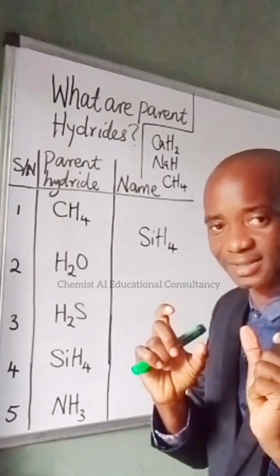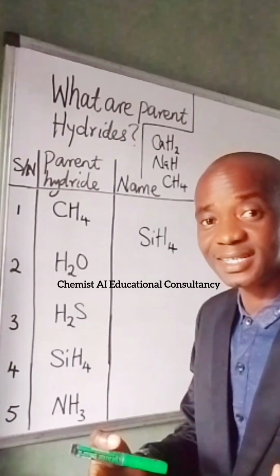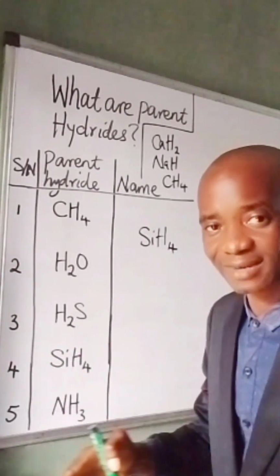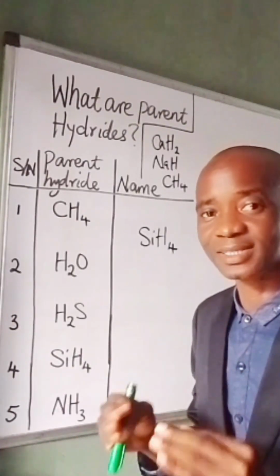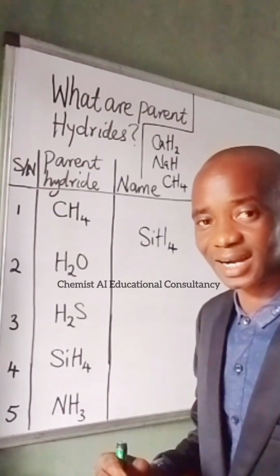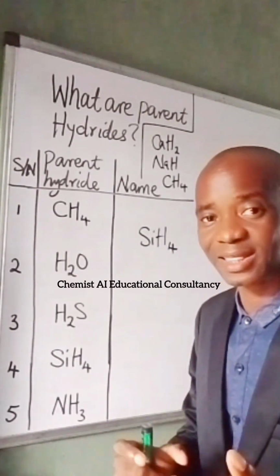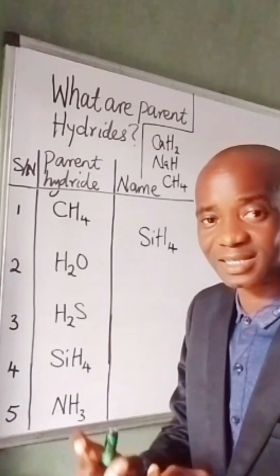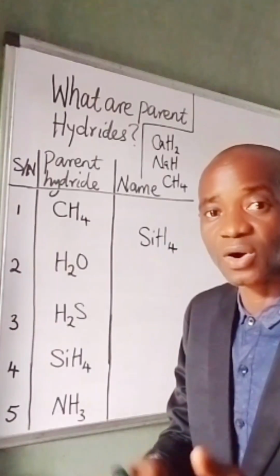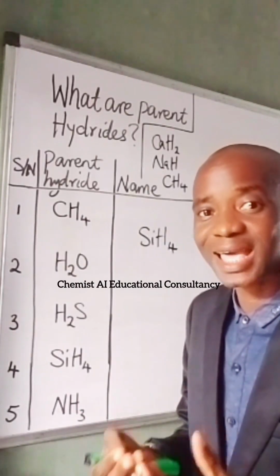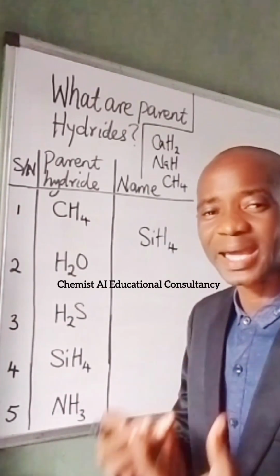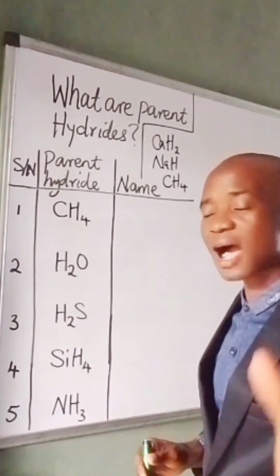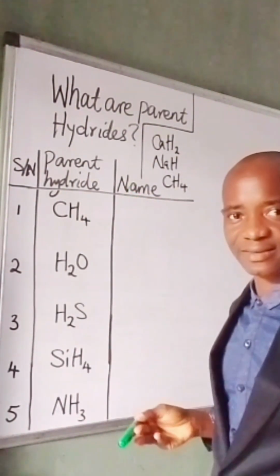Now, why parent? Because it is easier to derive other compounds with these hydrides. And these compounds derived from these hydrides are done in a way that one or more of the hydrogen atoms are replaced with another atom or group. And the compound you realize is what is called parent hydride derivative. Now, before we come to that, how do we name parent hydrides?